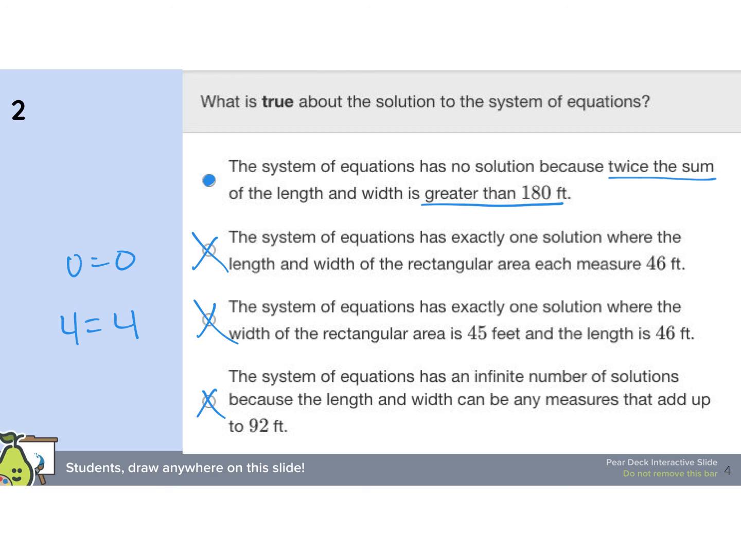So this one was a little tricky, but really just solve the system, and then based on what you get, start narrowing down what the answer choices could be, right? If there were one solution, you would be trying to pick out of these two. But because there's no solution, there was only one choice here.